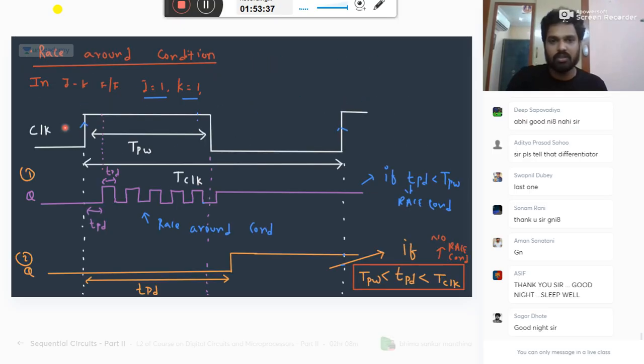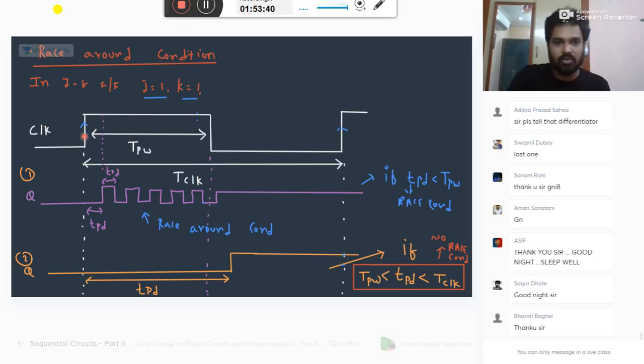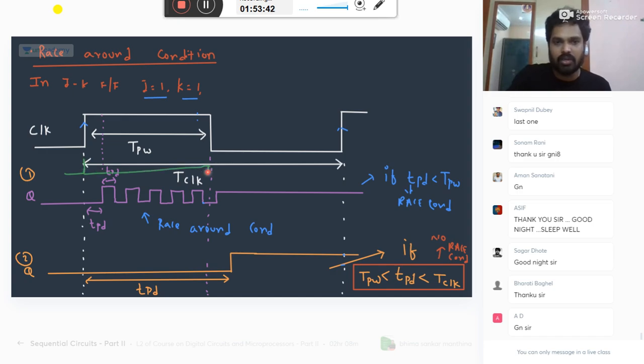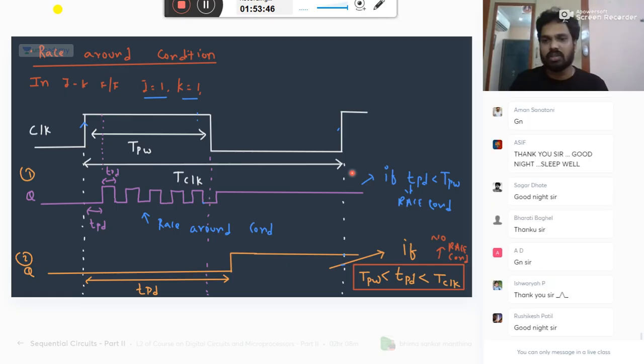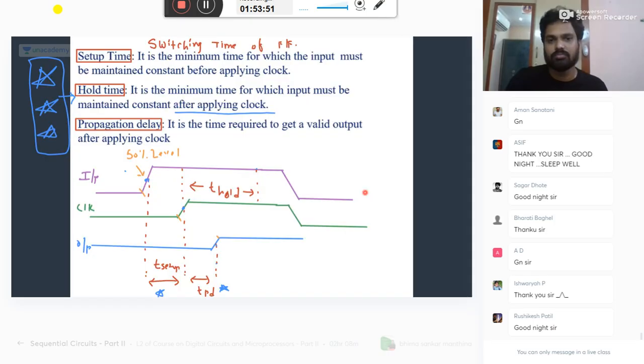Differentiator is nothing but you apply at the edges, you get the output like this. Negative edge, you get negative output. Positive edge, you get the positive output. When your output is changing from 0 to 1 or 1 to 0, it will reflect in your output.